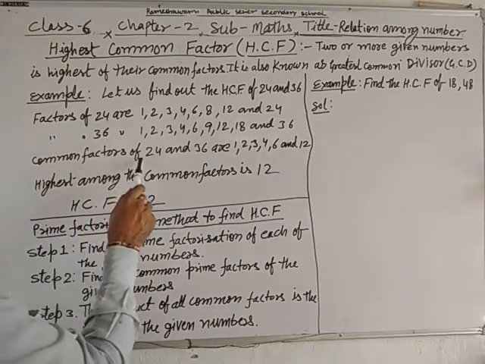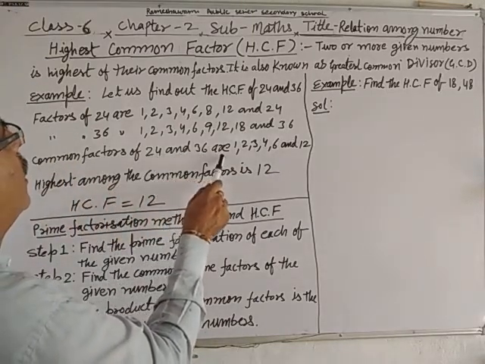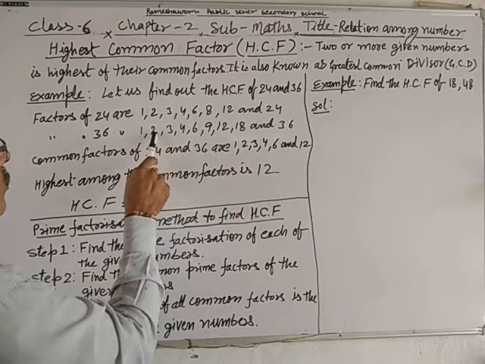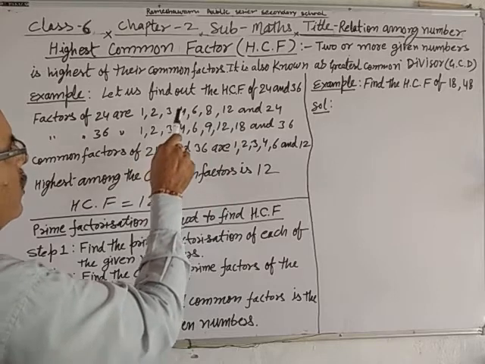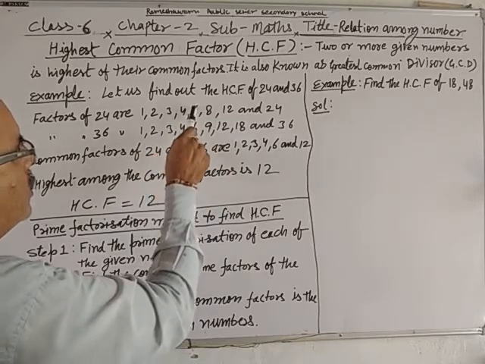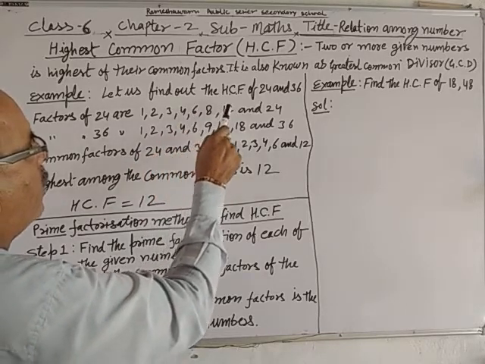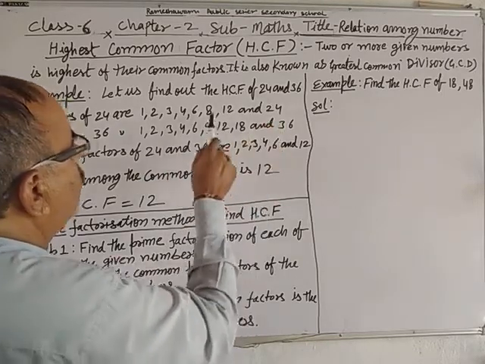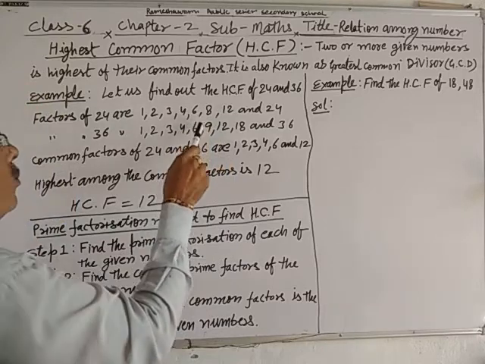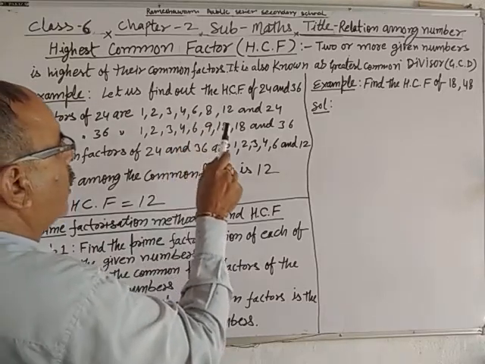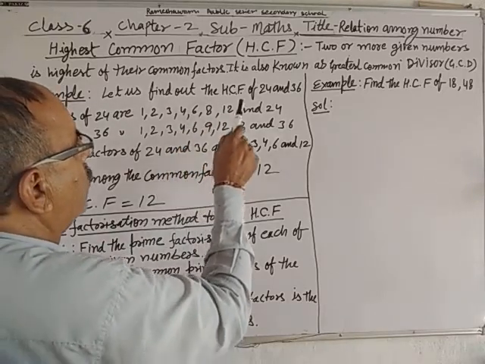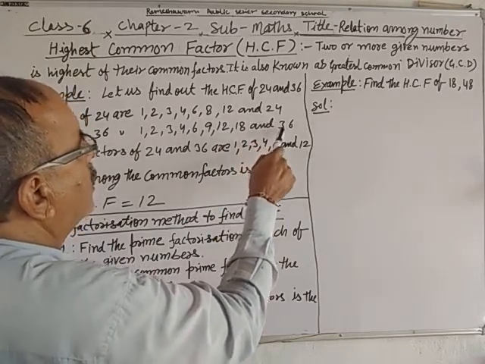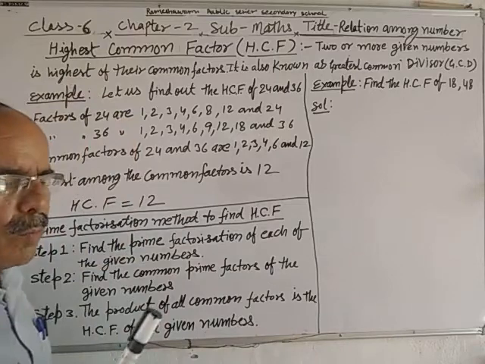Common factors of 24 and 36: 1 is a common factor, 2 is a common factor, 3 is a common factor, 4 is a common factor, 6 is a common factor and 12 is a common factor. No other is a common factor. 8 is not a common factor, 9 is not, 18 is not, 24 is not a common factor and 36 is also not a common factor.